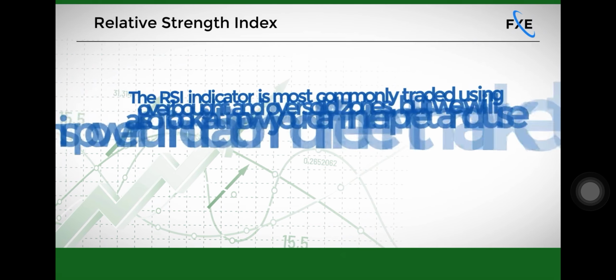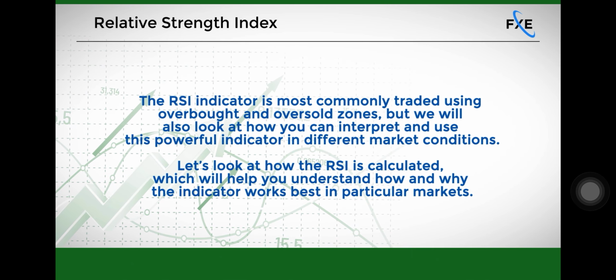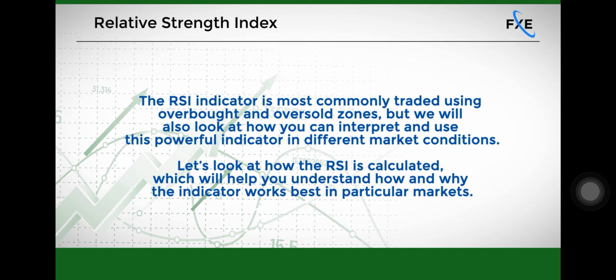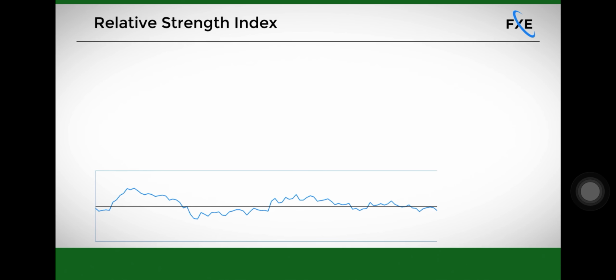The RSI indicator is most commonly traded using overbought and oversold zones, but we will also look at how you can interpret and use this powerful indicator in different market conditions. Let's look at how the RSI is calculated, which will help you understand how and why the indicator works best in particular markets.